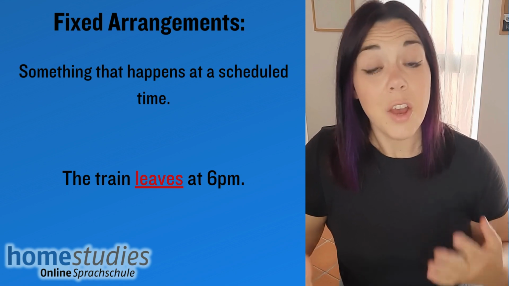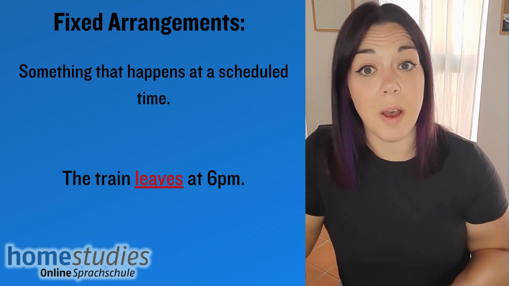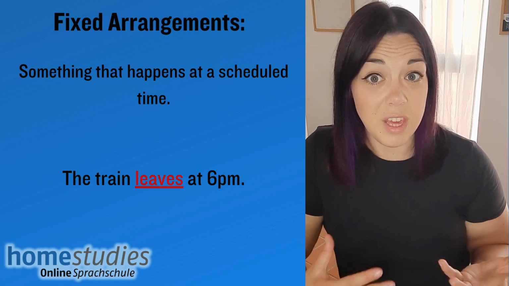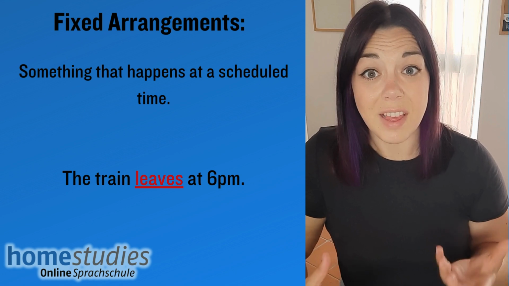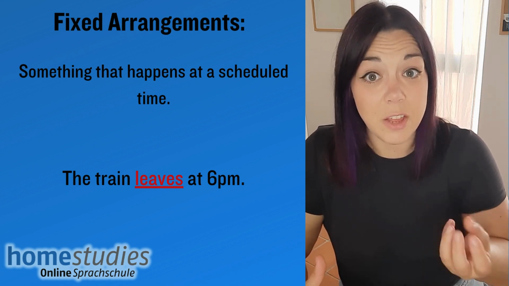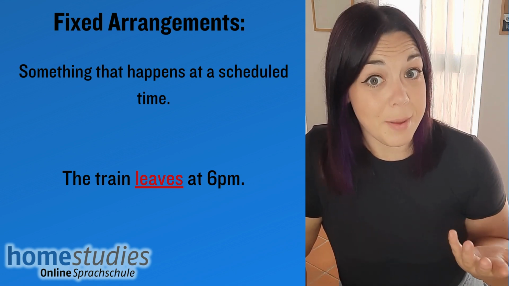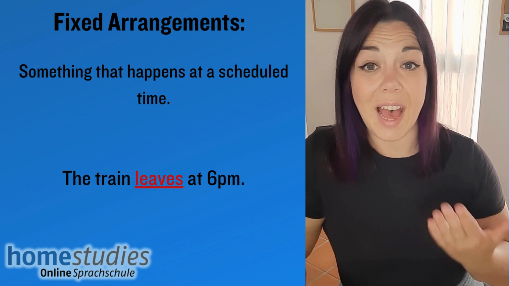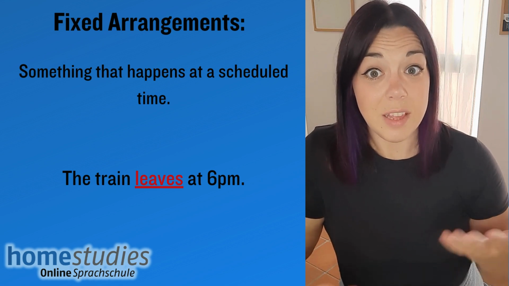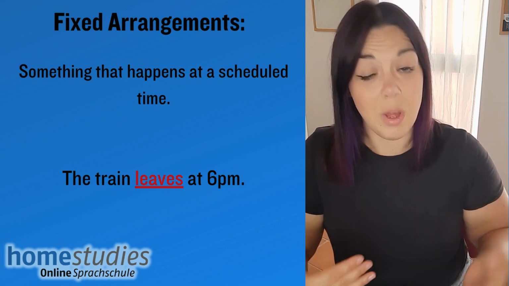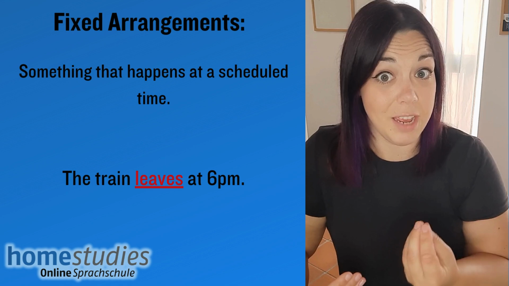And thirdly, we use the present simple to talk about fixed arrangements. So these are actions or events that happen at a scheduled time. For example, the train leaves at 6 p.m. This tells us that it is a fixed schedule and happens at that time every day.